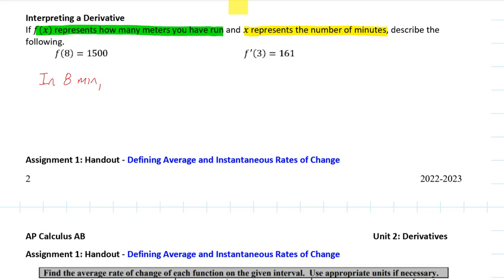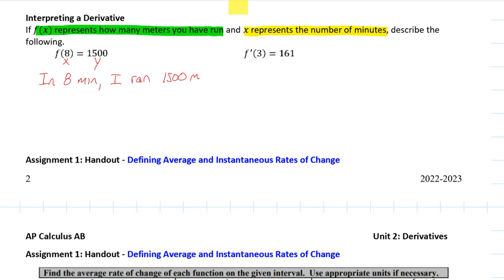and the y value, here we'll just do this, this is x, this is y, and the y value represents how many meters you have run. So in 8 minutes, I ran 1500 meters. Pretty standard notation there. We've talked about some of that already, but the next one is our new notation here. You'll notice it doesn't say f of 3, it says f prime of 3.